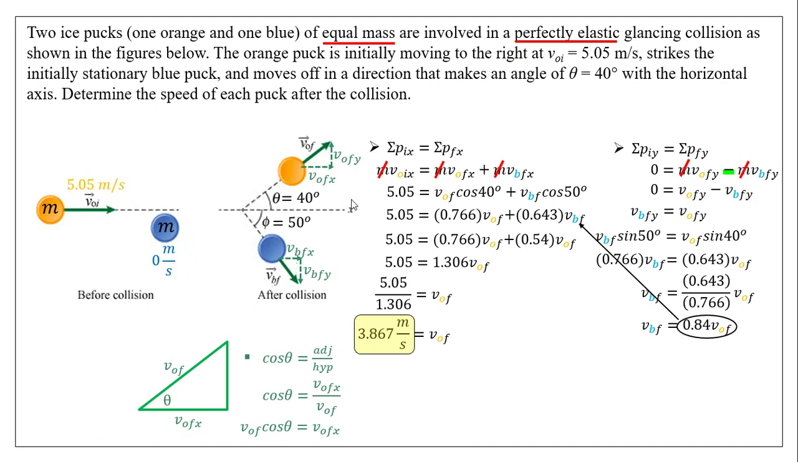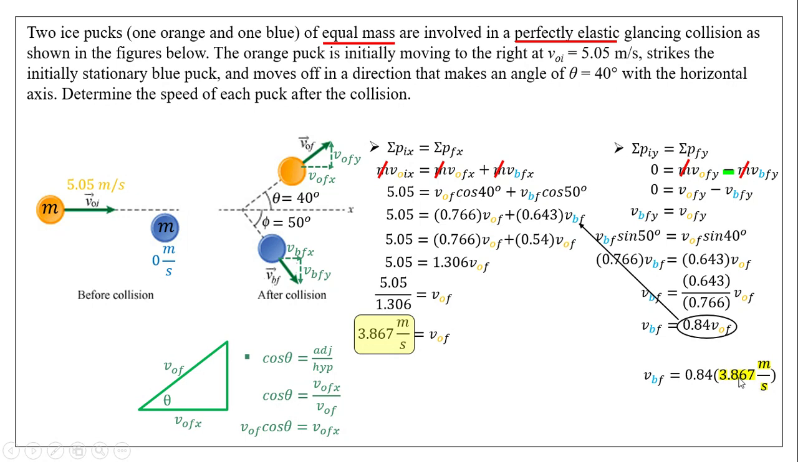All right, now that I know the orange puck's final speed, I can use that information and find the blue puck's final speed, because I'm asked to find each puck. So I can't just stop here, I've got to do one extra step. We already have a function for VBF, right? The final speed of the blue puck is just 0.84, so 84% of whatever the orange puck's speed is. So we already found VOF, which is 3.867. That's where the substitution comes in.